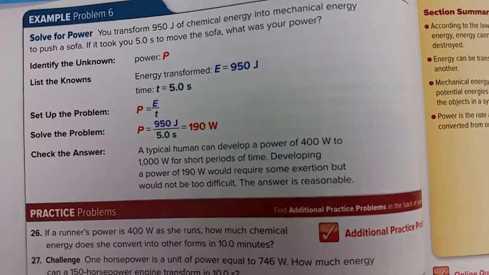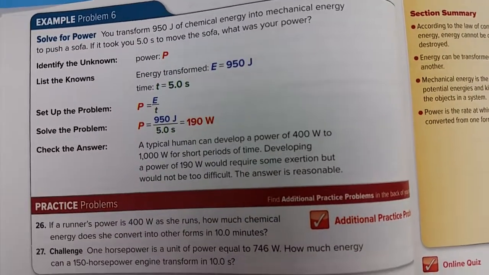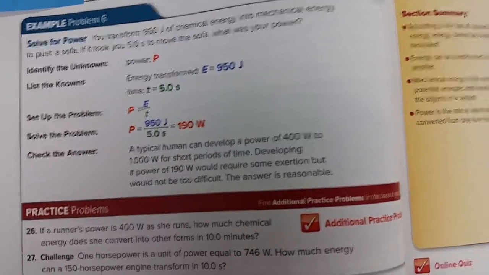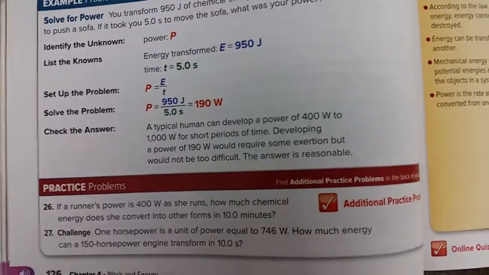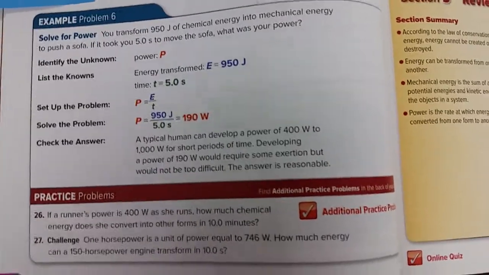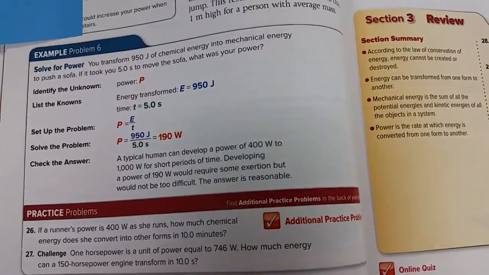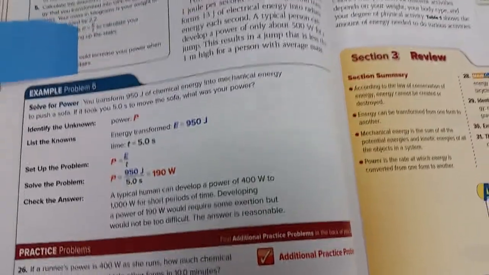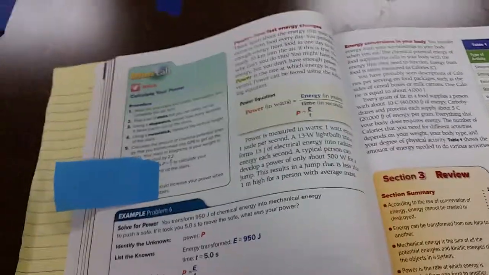Well, it says a typical human can develop a power of 400 to 1,000 watts for short periods of time. Athletes are going to be able to do more than that. I would judge a lot of people could do more than 1,000, at least for short periods of time. Like when in the homework, will you always give us? No. That would indeed be easy.